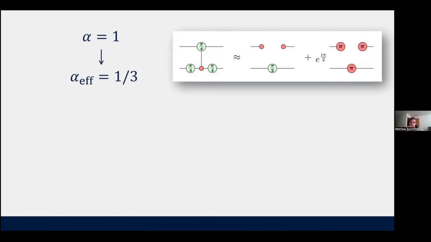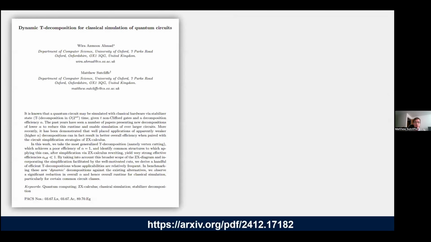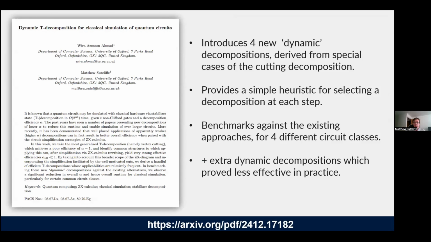In this current paper that I'm talking about today, we formalize this a bit more and try to find more structures, some more specific use cases. So essentially, we're looking at special cases where the cut and decomposition leads to a lot of simplification. And then we express these as what we call dynamic decompositions. So this is the paper in question.